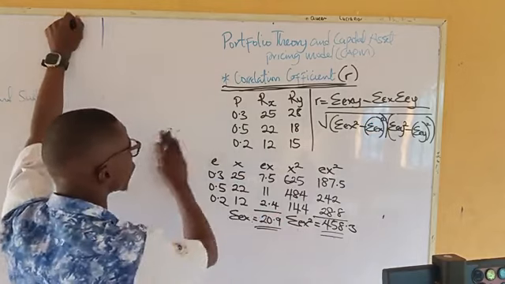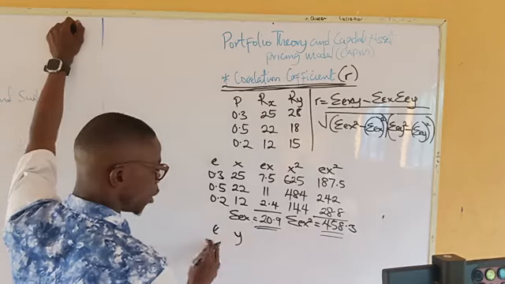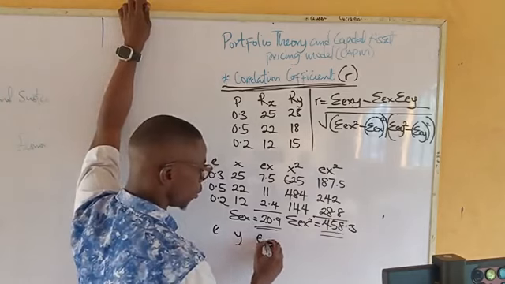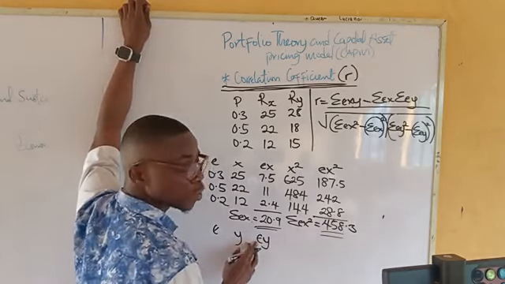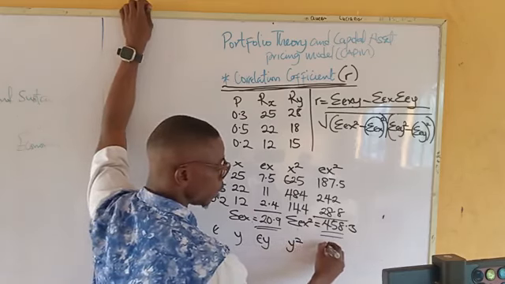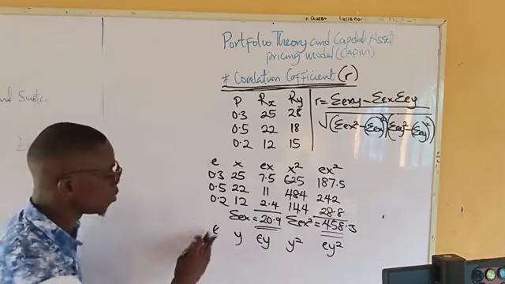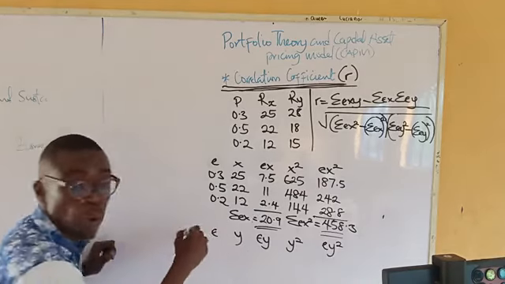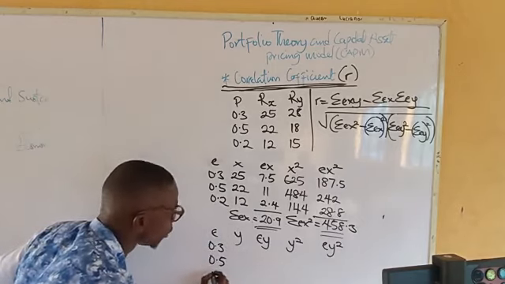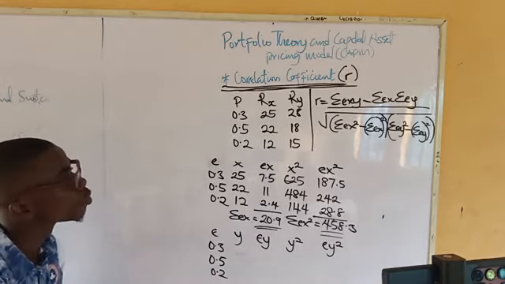So let's go to Y. The same thing for Y too. E of Y. E times Y. E of Y square and E of Y square. So what is our E distribution? Is probability. That's 0.3, 0.5, and 0.2. This formula that you're changing, is it the same thing with the pack?